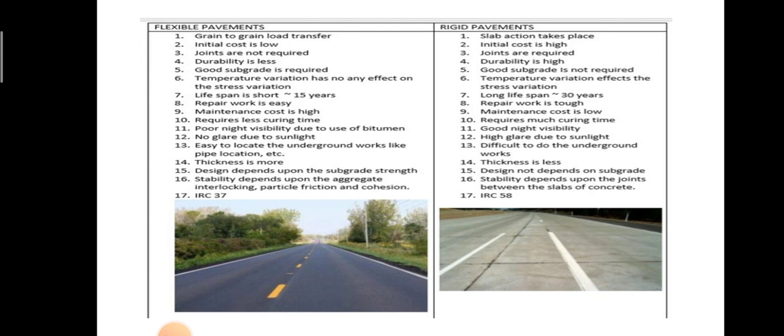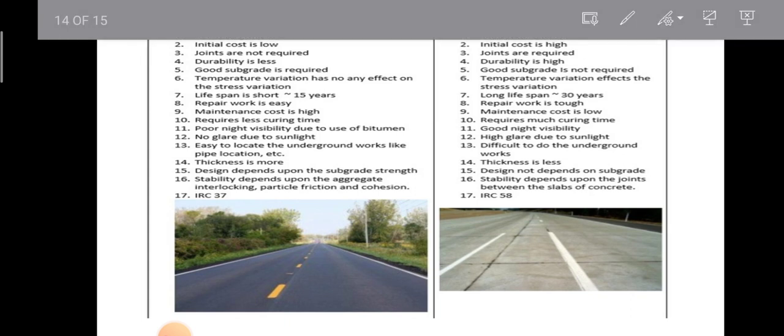good night visibility, high glare due to sunlight, difficult to do underground works, thickness is less, design does not depend on subgrade, stability depends upon the joints between the slabs of concrete, and design is based on IRC 58. So these are all the basic details of pavements.